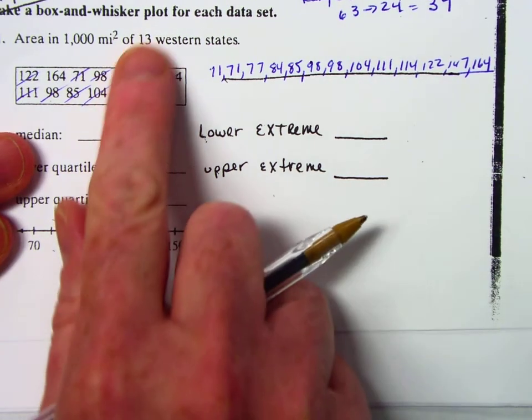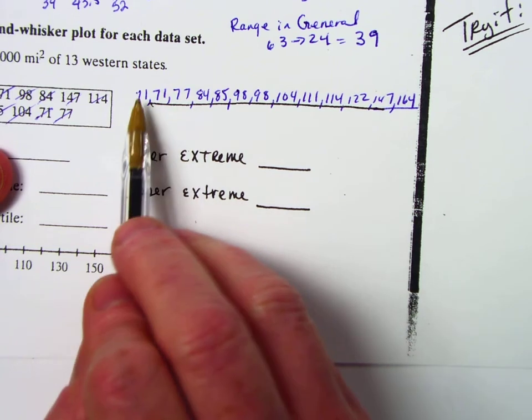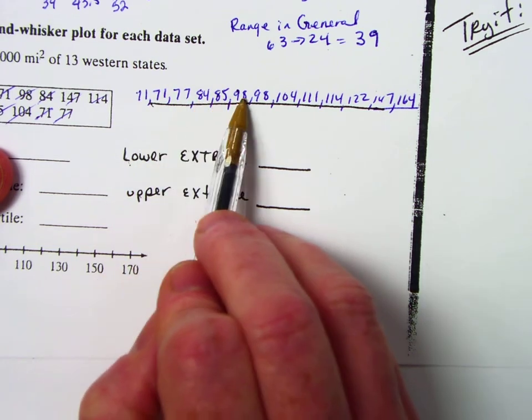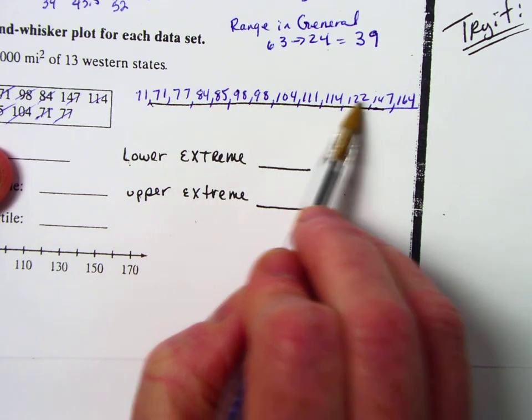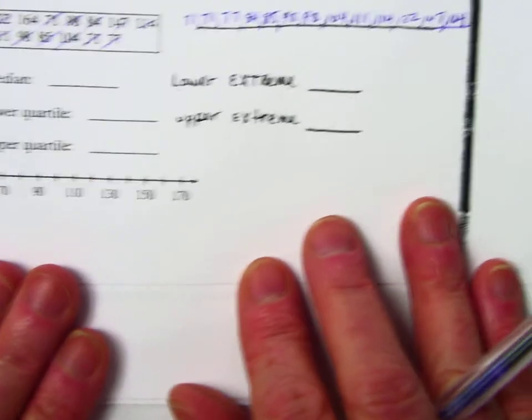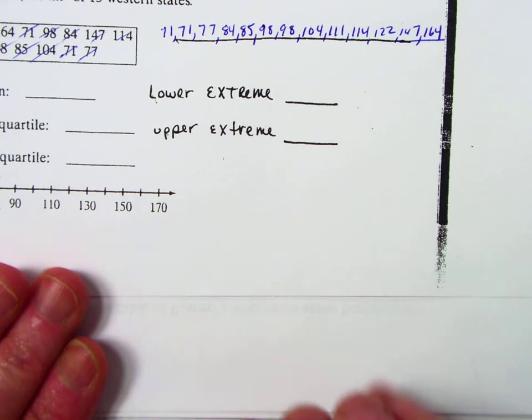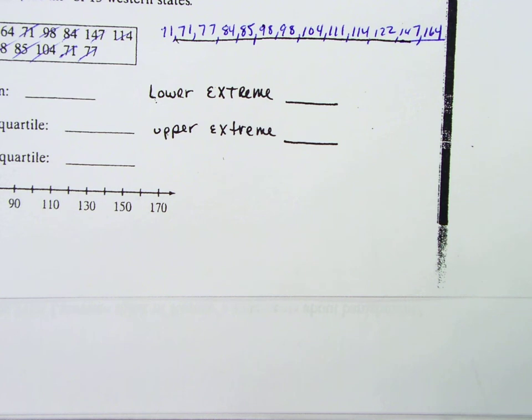I'm just going to count. There were supposed to be 13 items. I'm double checking. 1, 2, 3, 4, 5, 6, 7, 8, 9, 10, 11, 12. Perfect. Okay. So let's label everything we know. I personally like to get the upper and lower extremes out of the way because I don't even have to think on those. Biggest and littlest, boom, we're done, right?